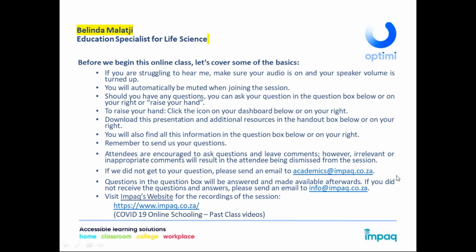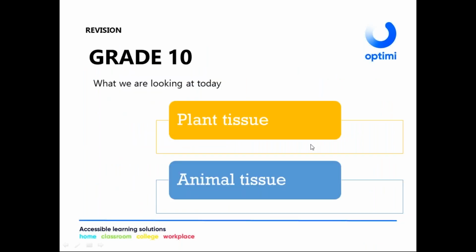Okay, so we continue with our revision. Today we're going to be looking at plant tissue, which was done in term 1, and animal tissue, done in term 2. We'll also be looking at a couple of questions that can be asked on this topic.